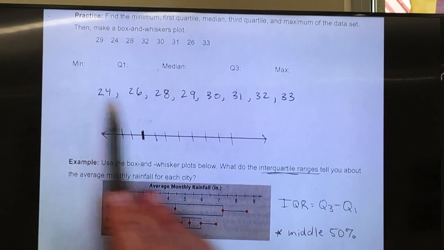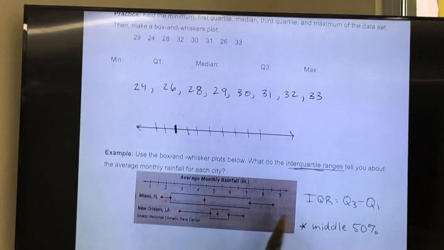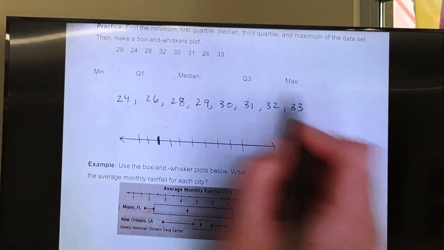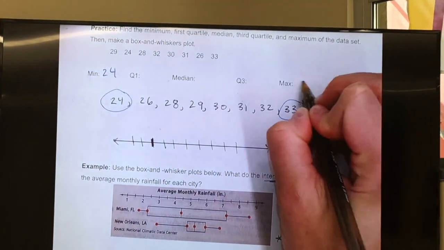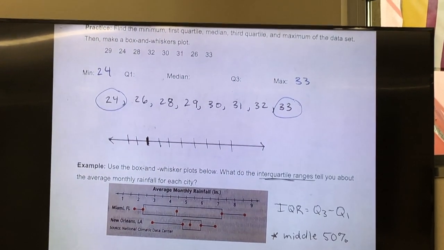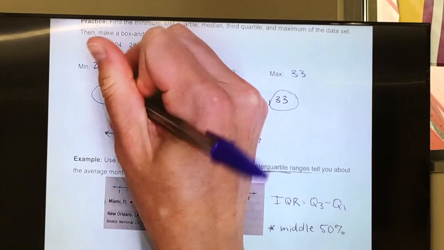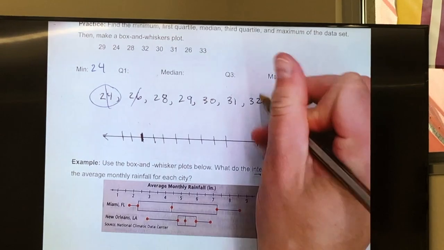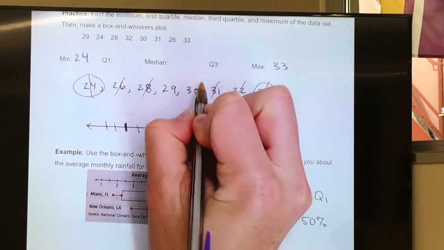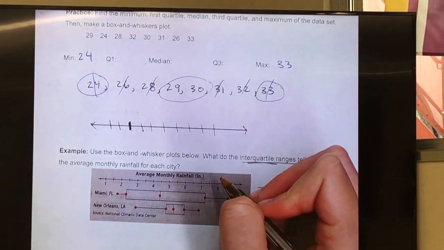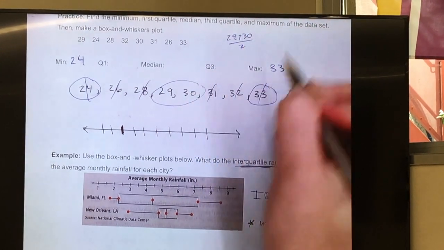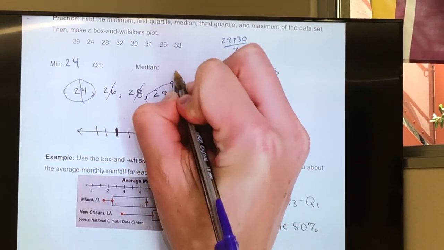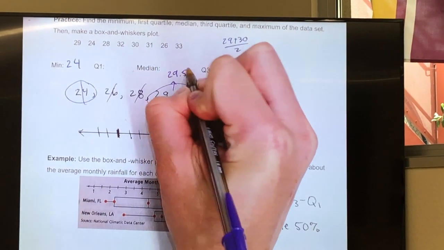Okay, I put them in order. You don't need help with that. And then from there, we're finding our 5 values. Our min, 24. Our max, 33. And now we're finding our median, or our middle. 1, 1, 2, 2, 3, 3. I have 2 this time, so I would find the average. So I would add them together and divide by 2. That would give me 29.5 for the median.